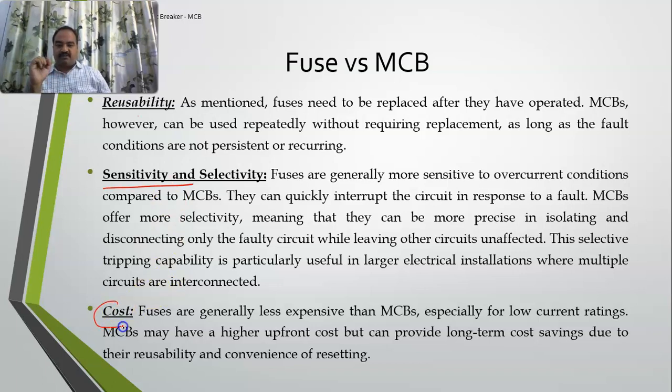The next one is cost. As usual, costs. Fuses consist of a small, thin, conducting material, right? So that's why they are comparatively much cheaper than an MCB for low current ratings. But if you want to go for higher current ratings, MCB is the best choice, because they can offer you long-term cost savings.